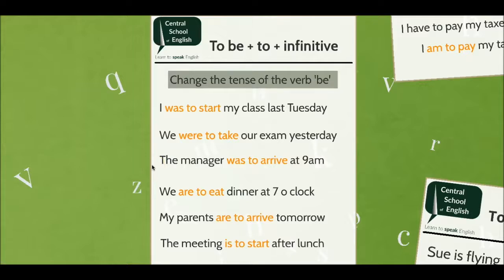Here are three examples to communicate future plans. We are to eat dinner at 7 o'clock. My parents are to arrive tomorrow. The meeting is to start after lunch. In these sentences, I use the present simple of the verb to be to speak about my future plans and arrangements.